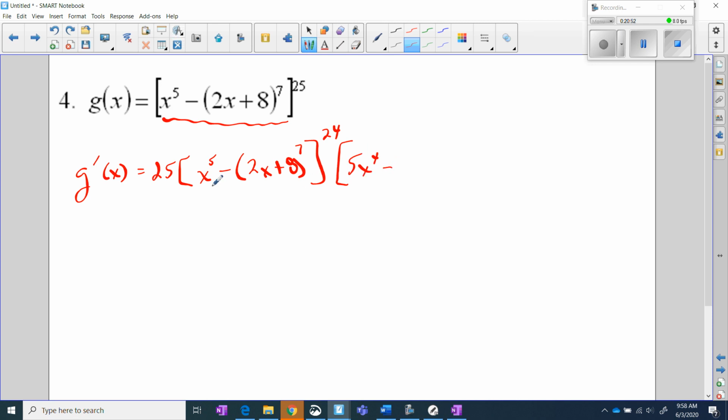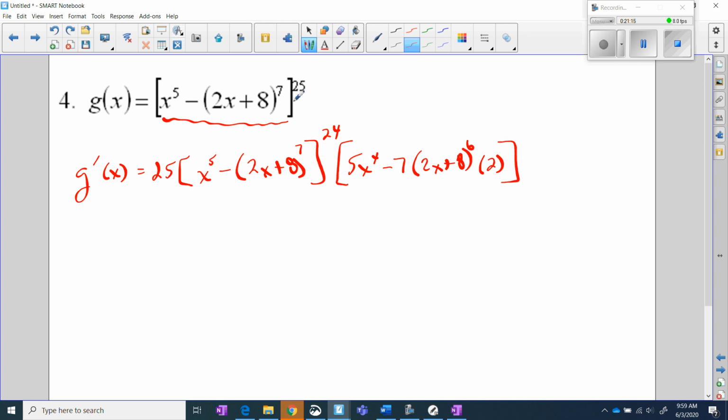minus, now look what we run into. This is in brackets to the 7th power. It's a chain rule. So I'm going to have to use a chain rule as I'm doing the chain rule. So now the derivative of this part is 7, 2x plus 8. Leave it, remember, you leave this as it is. You take one off the exponent, and then you take the derivative of what's inside that bracket.